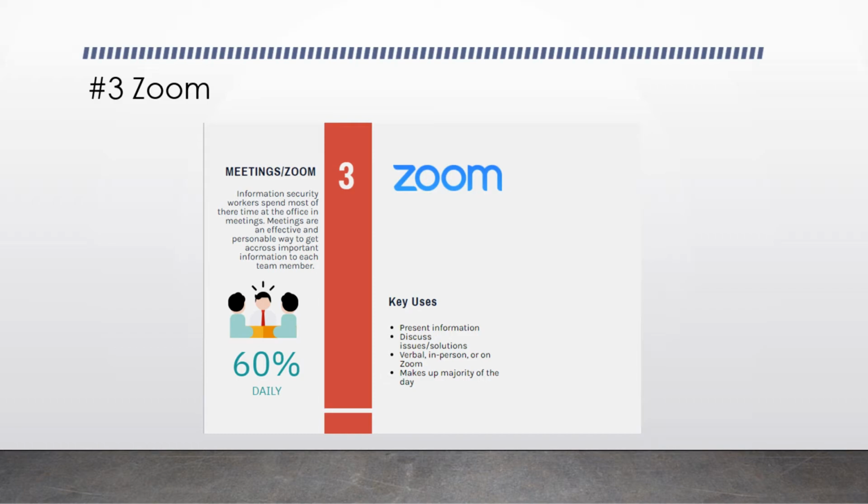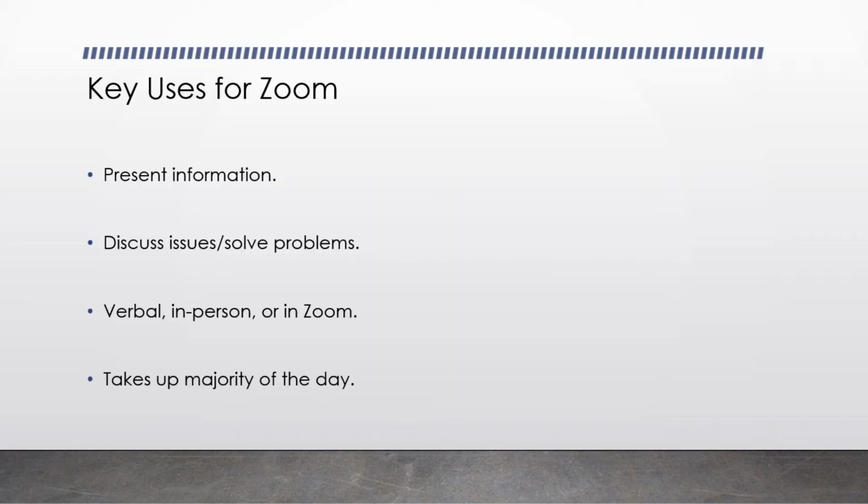The third mode of communication is Zoom. Information security workers spend most of their time in the office in meetings. Meetings are an effective way to get across important information to each team member, and this mode of communication is used 60% of the day. So some of the key uses for Zoom are to present information. Basically, I tied Zoom in with the same kind of category as meetings. Obviously, recently due to COVID-19, Zoom is the primary use for most businesses nowadays. So my dad has been on Zoom calls all day, and he's been working from home.